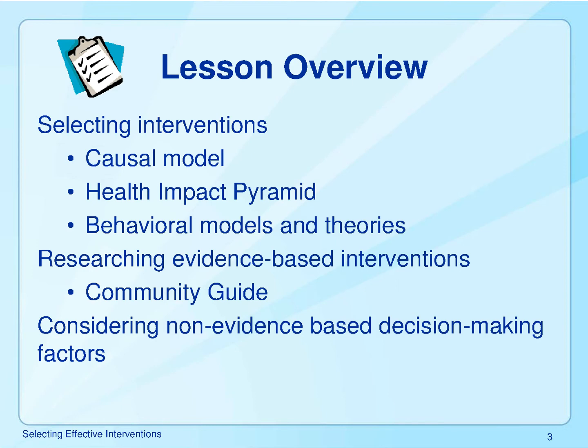So in this lesson, we will talk about 3 different frameworks we can use in selecting interventions, including the causal model, the health impact model, and the behavioral models and theories. We will then talk about how to go about identifying interventions that are based upon good evidence. In other words, they have been shown to work already. This will involve the use of the community guide, which I'll introduce you to a little bit later in this lecture. Then we will conclude by talking about non-evidence-based factors that you need to consider when choosing interventions, such as access to financial and other resources that might be available or not available to you in your local jurisdiction.